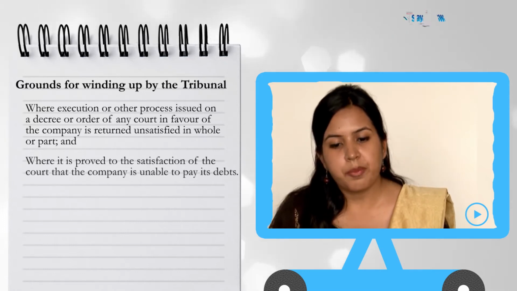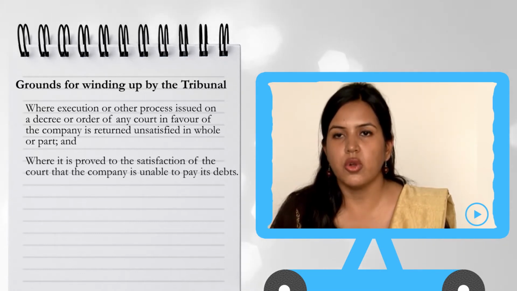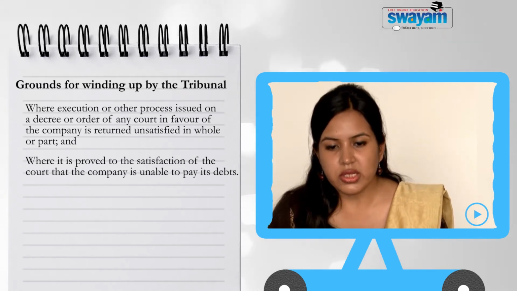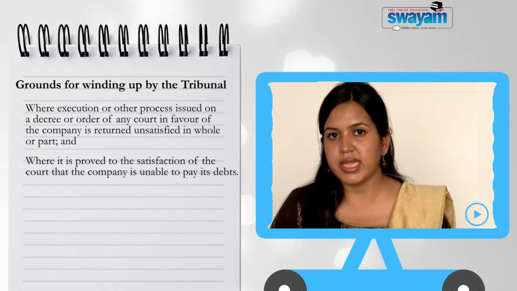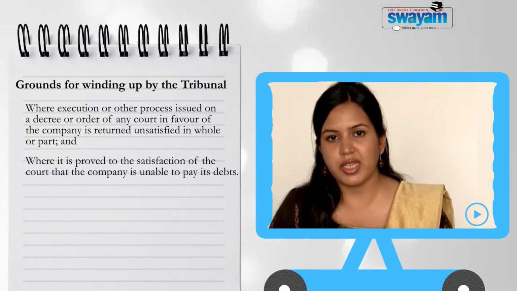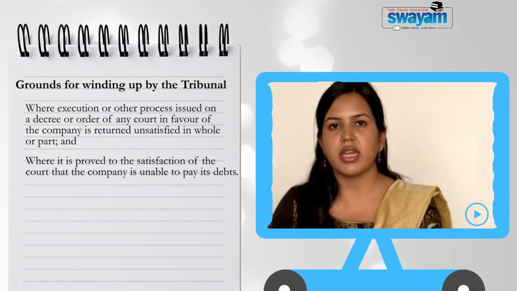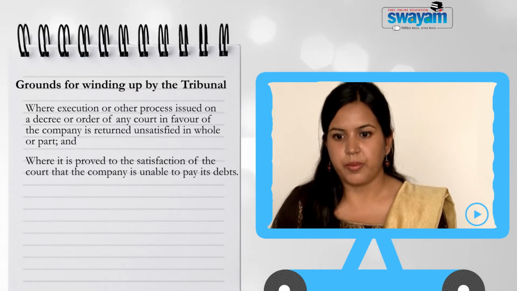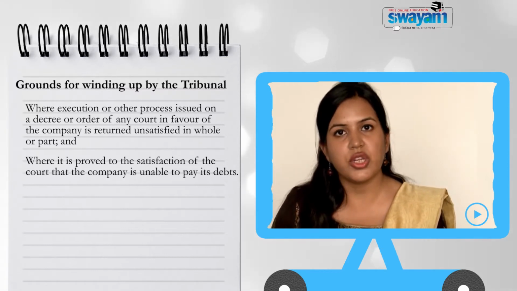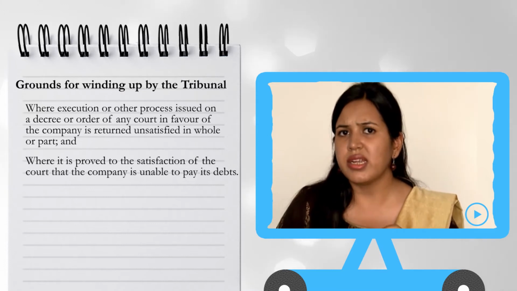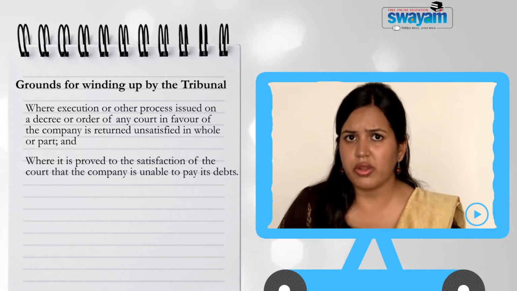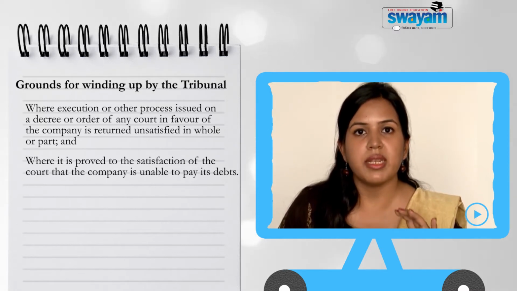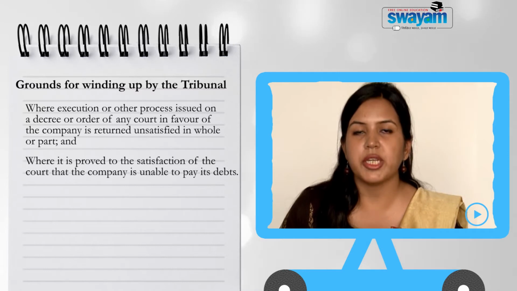Thirdly, where it is proved to the satisfaction of the court that the company is unable to pay its debts. Now these three are the main circumstances, but there is a difference between them. In the first two, firstly when the company fails to pay on the demand of the creditor, and secondly where the execution is unsatisfied, it does not mean the company lacks funds or is unable to pay. It doesn't show the inability of the company.